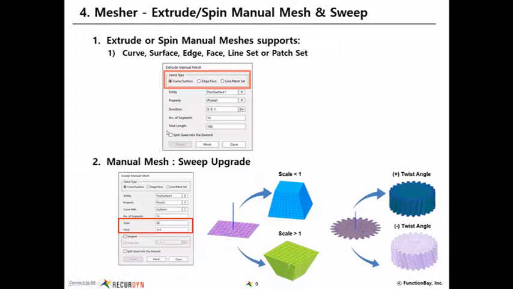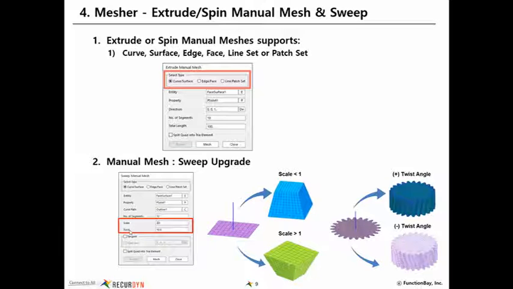And also, there are these two new options here that you can include, a scale or a twist, when you're doing a manual mesh. This one is just a 2D box there, a square. If you include a scale that's less than 1, then as you're extruding it, it gets smaller. And if you include a scale that's greater than 1 and extrude it, then as it goes up, it gets bigger.